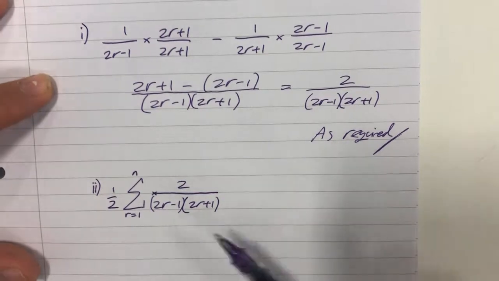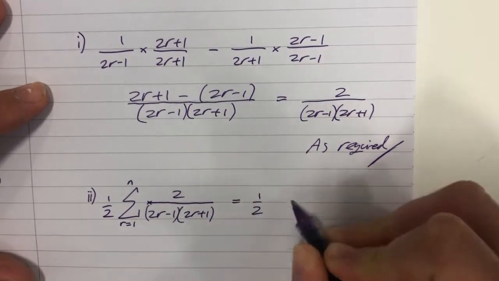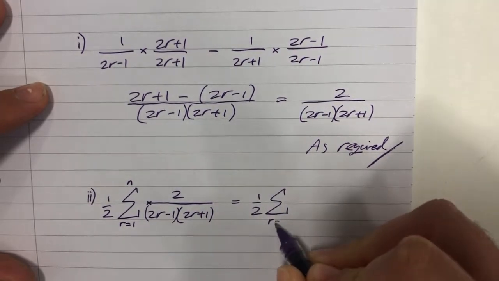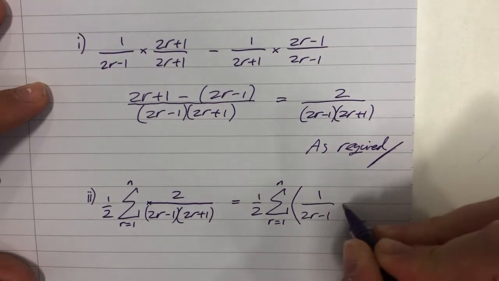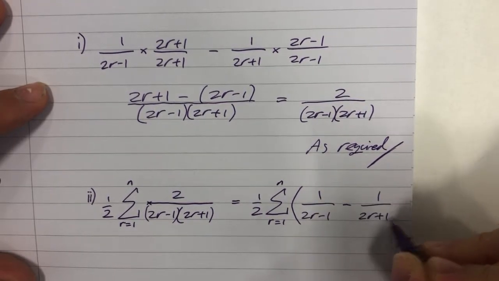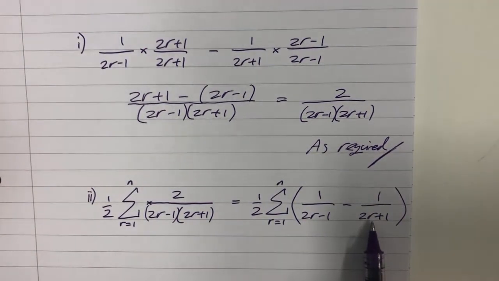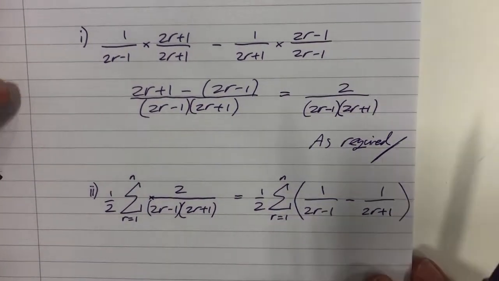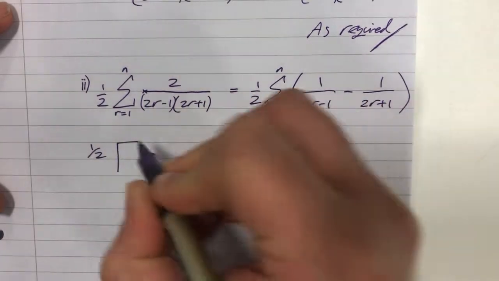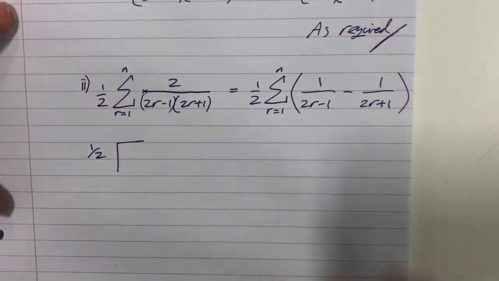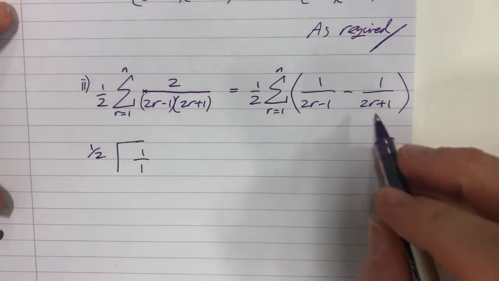And now I can use my identity in here to say this is going to equal a half times the sum from r equals 1 to n of 1 over 2r minus 1 minus 1 over 2r plus 1. Okay, and this is my f of r, subtract f of r plus 1. Okay. So, let's do the method of differences. So I'm going to take the half out and just leave it floating out there. I don't need it right now. And plug in r is 1. So I get 1 over 2 minus 1, so it's 1 over 1, minus 1 over 3.